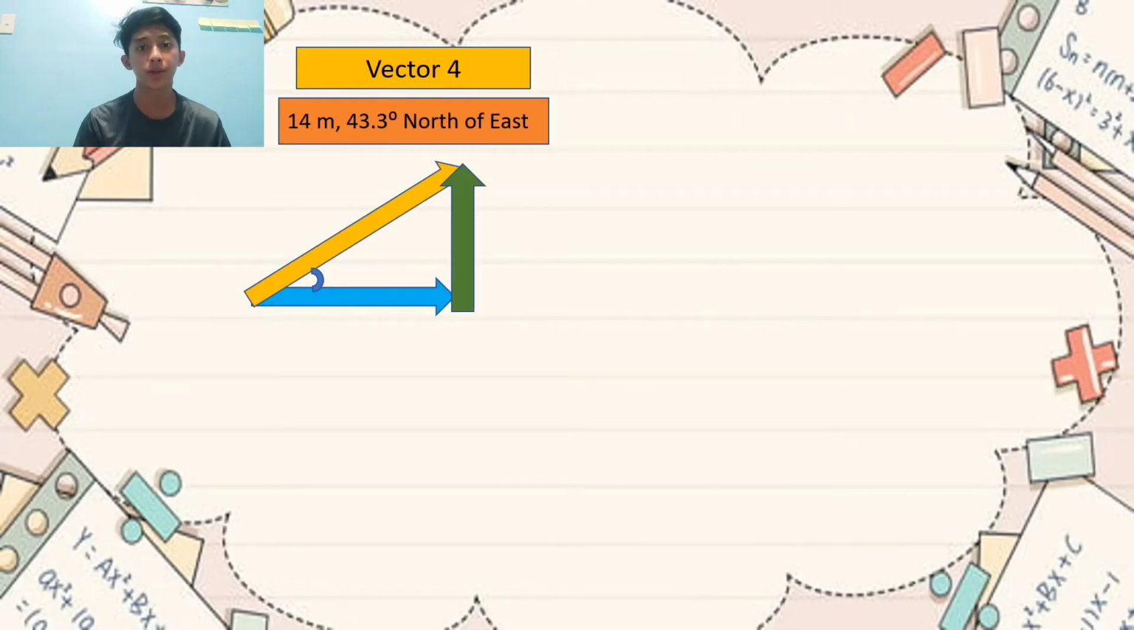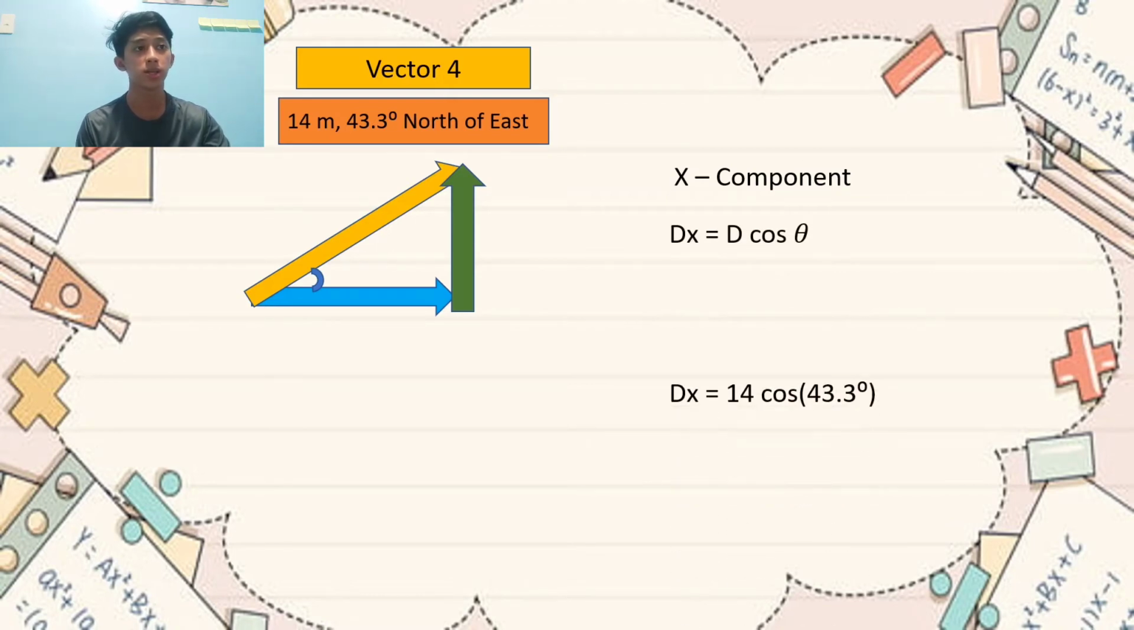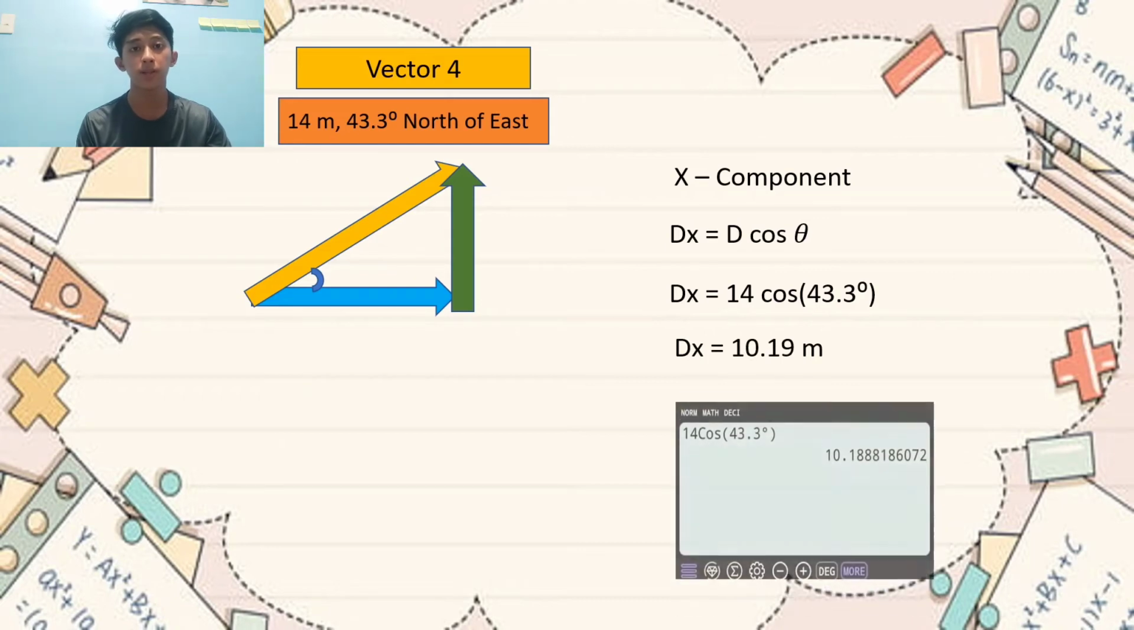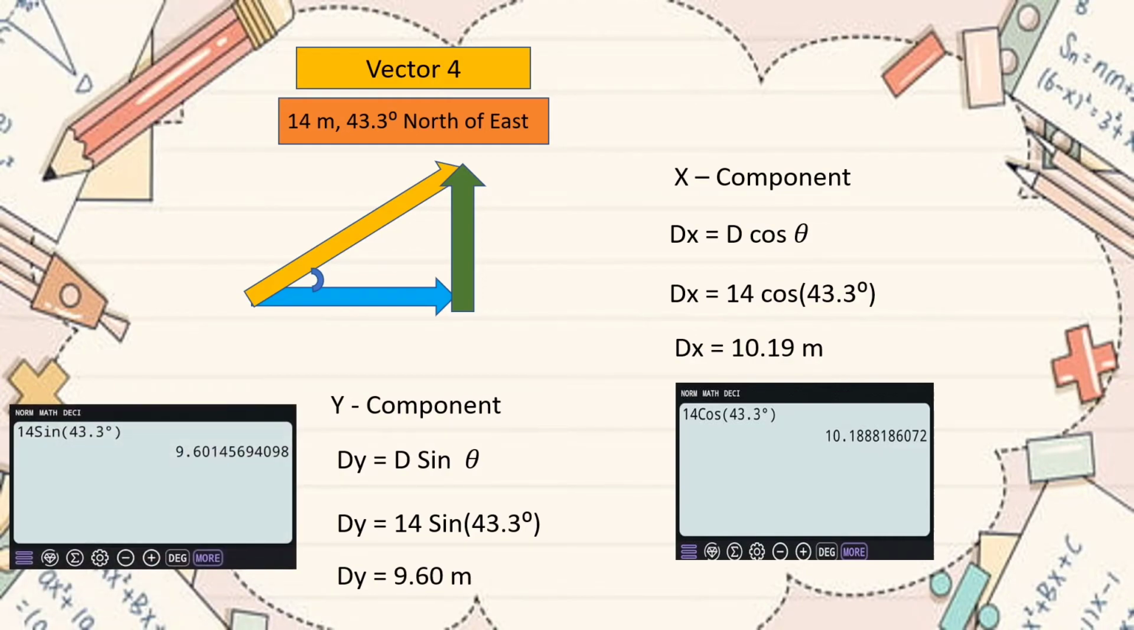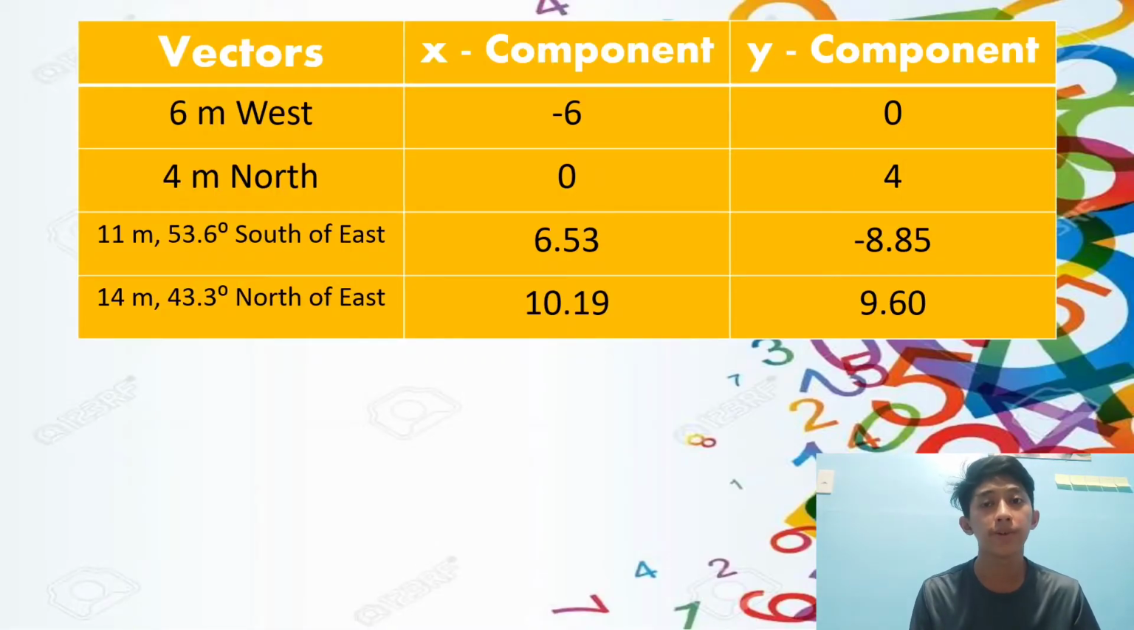So for our last vector, the given is 14 meters, 43.3 degrees north of east. When finding the x component, we will use the formula dx is equals to d cosine theta. Then substitute the given, dx is equals to 14 cosine 43.3 degrees. Then our x component will become 10.19 meters. Then let's find the y component by using the formula dy is equals to d sine theta. Then substitute the given, dy is equals to 14 sine 43.3 degrees. So our y component will become 9.60 meters. So the x component and y component of all vectors are complete.